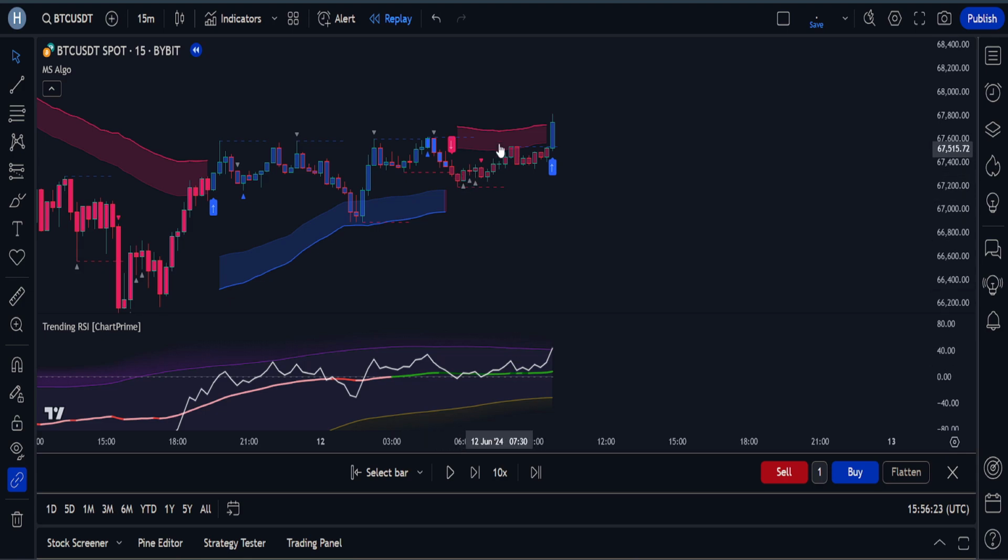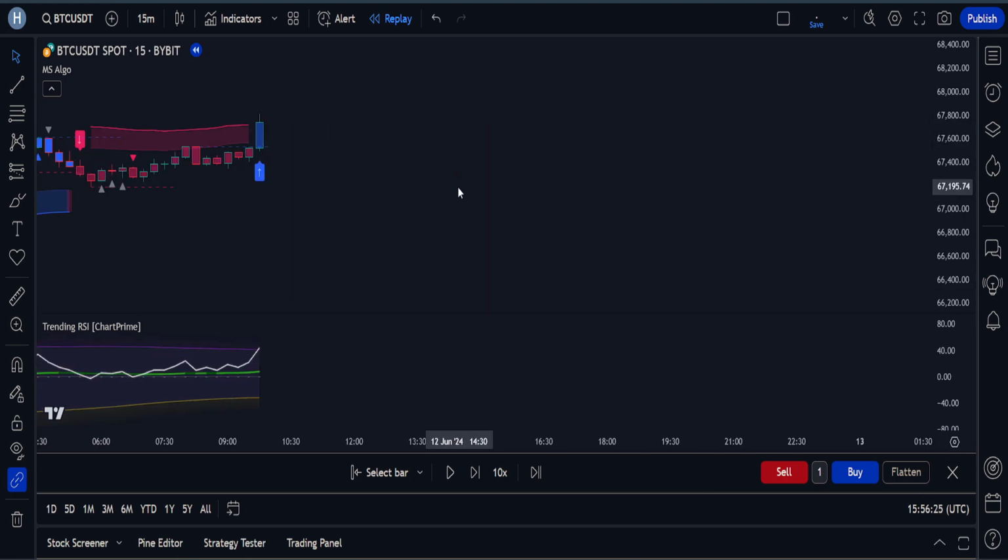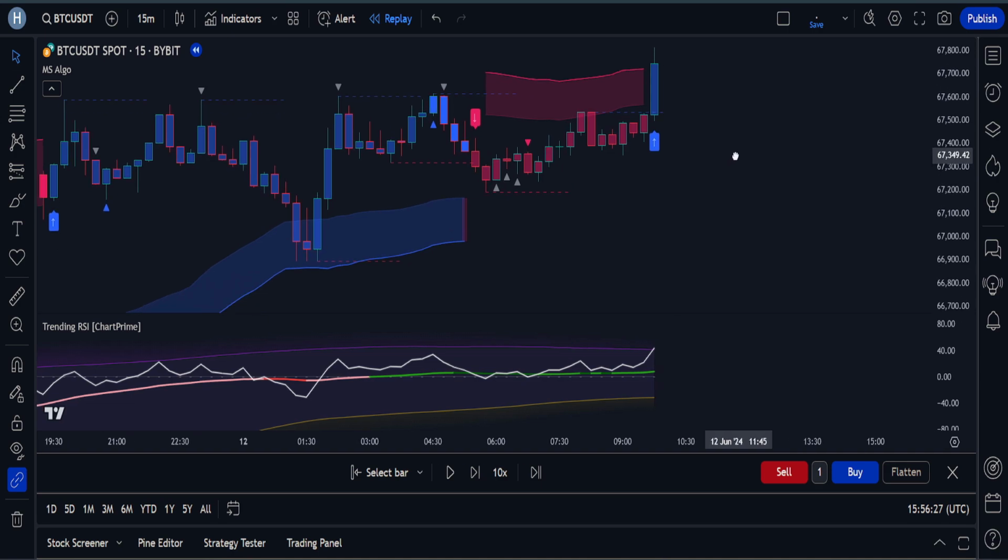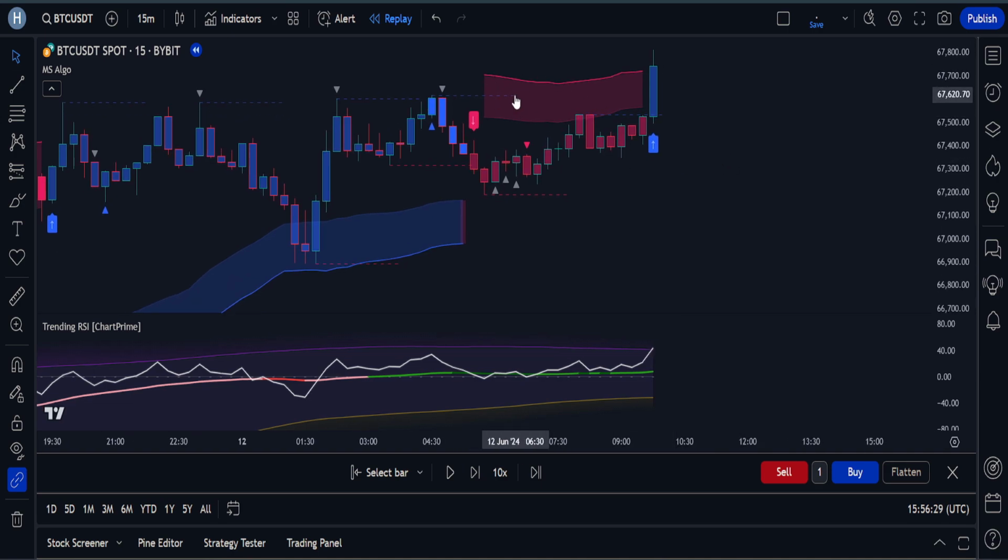Then we will identify a market pullback within this bullish trend using the second indicator we add to our trading chart. Wait for the trend ribbon of the MS Algo indicator to turn from blue to red, just like it did here. This indicates a pullback.